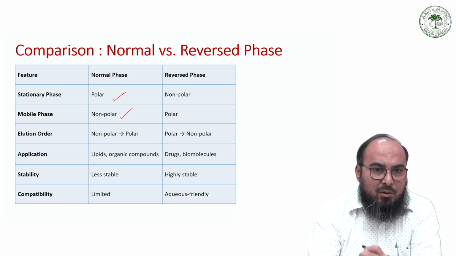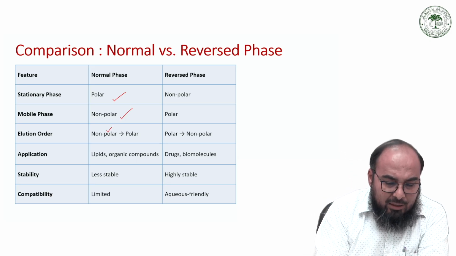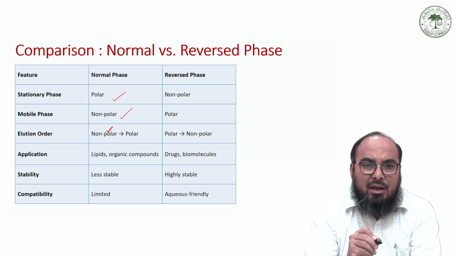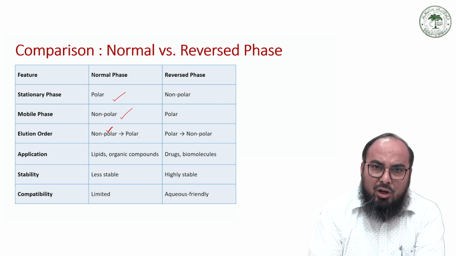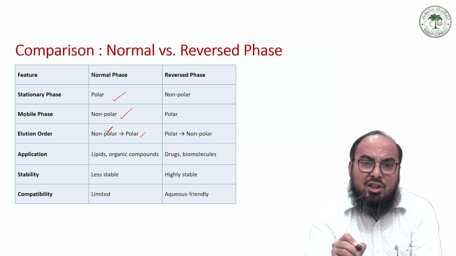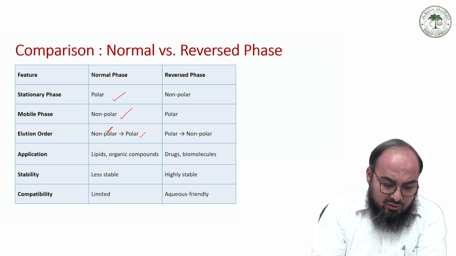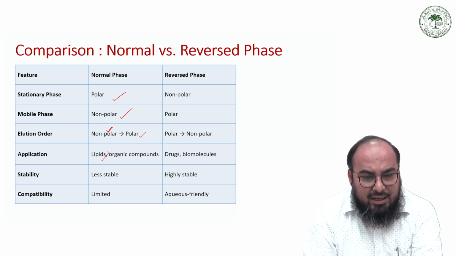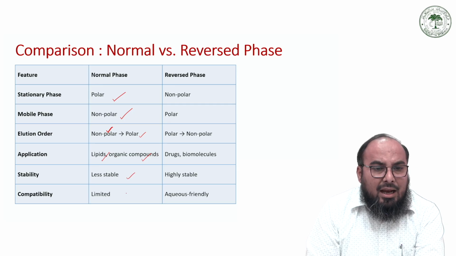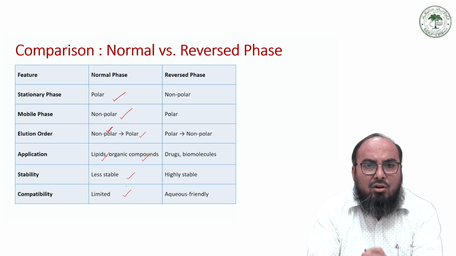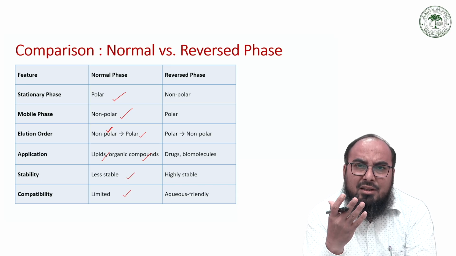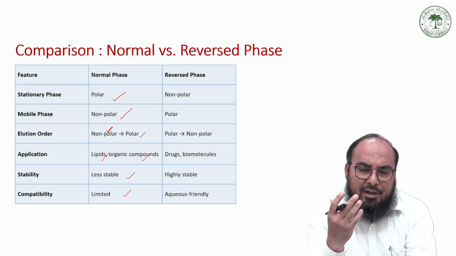So the elution pattern will be that the non-polar solutes will be coming first and the polar will be coming last. Now the greater the polarity, the later will be its elution. Similarly, it is very good for the separation of lipids and organic compounds. Stability, again, is not good and compatibility is limited. Now compatibility is to be determined in terms of the nature of the solute which is to be separated.